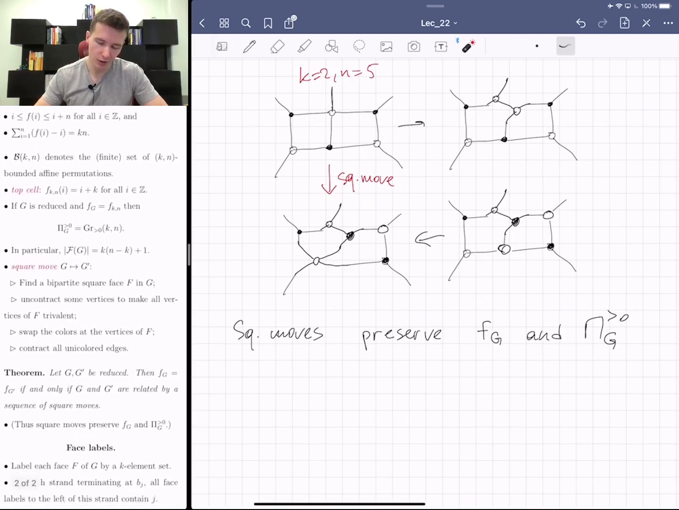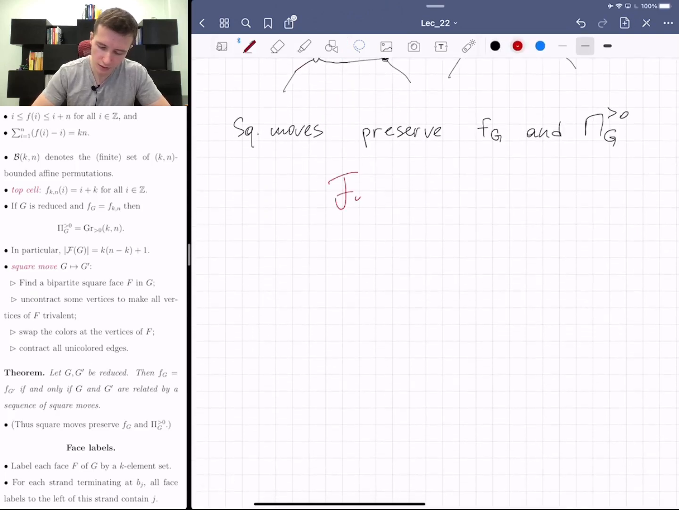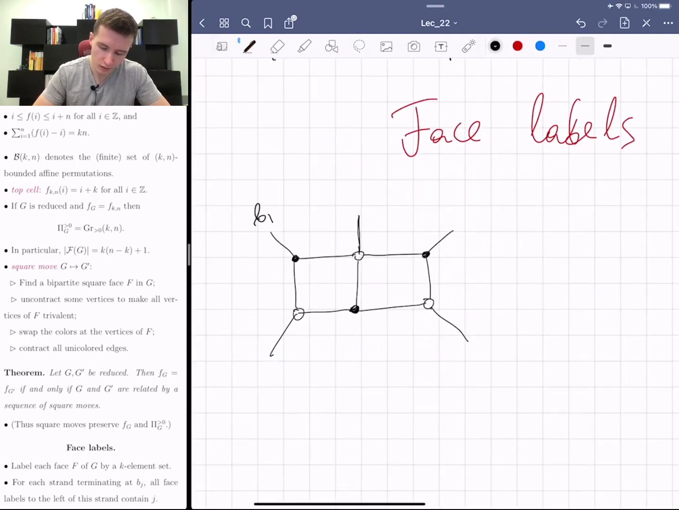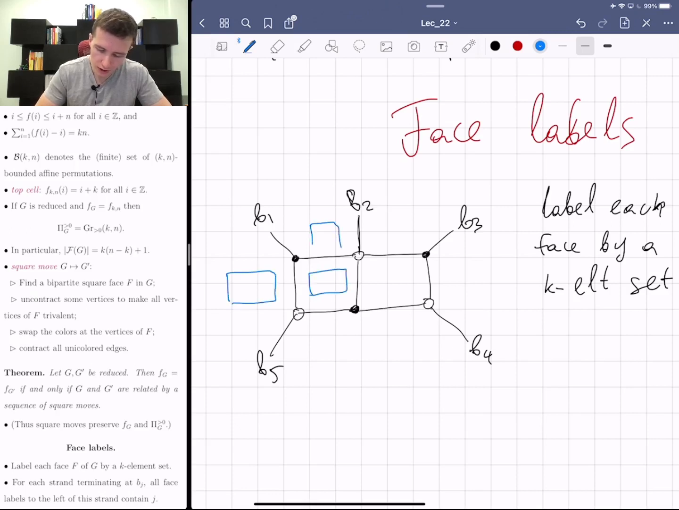The phase labels, well, what I'm going to do is take a planar bipartite graph. Let's say I take this one. Here's my graph again. Let me label the boundary vertices B1, B2, B3, B4, and B5. And what I'm going to do is label each face by a k element set. So inside of each face, I'm going to have a 2-element set.